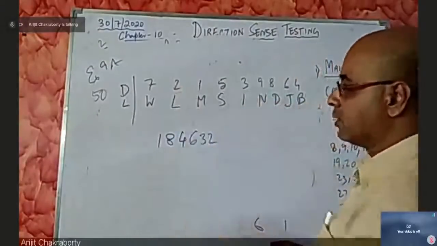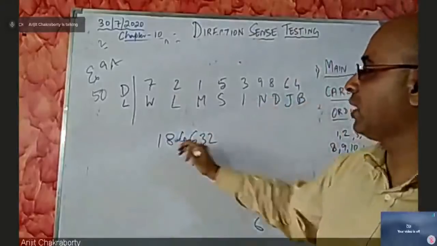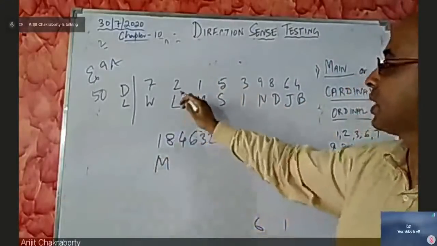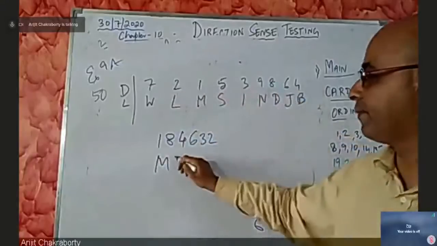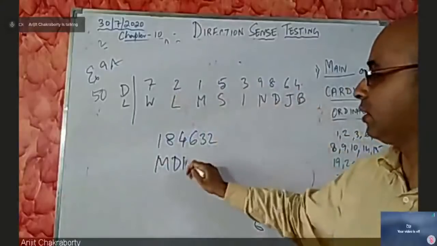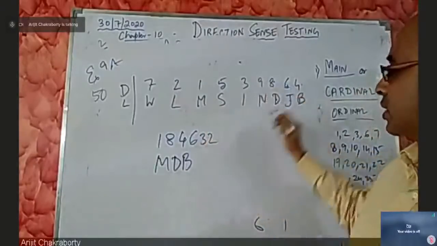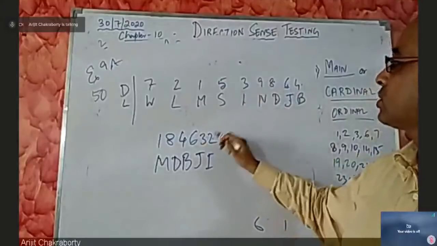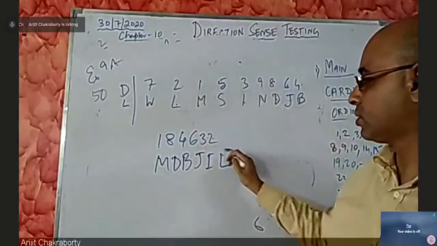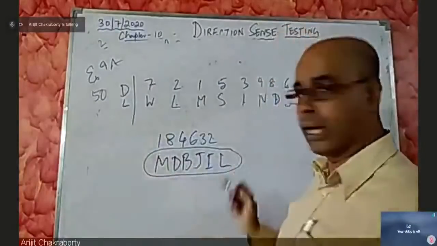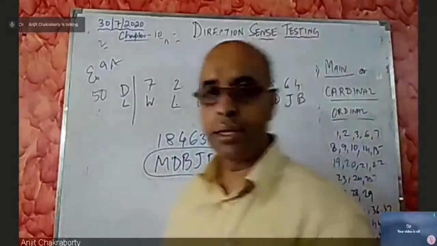So direct coding and decoding. So 18. So 1 is here. So M. 8, let's search for 8. 8 is here. So D. 4, let's search for 4. 4 is here. B. 6. 6 is here. J. 3. 3 is here. I. And 2. 2 is L. So my answer comes to MDBJIL. It's a direct coding.